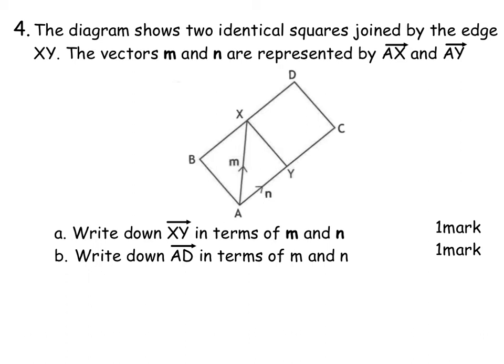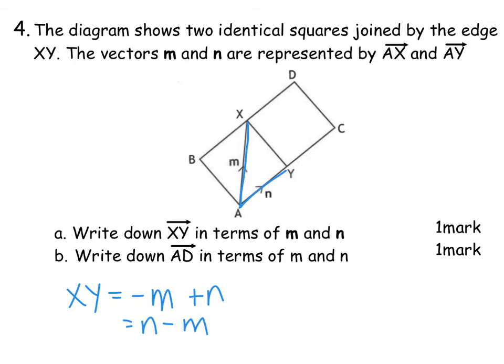Okay, so on this one we have a vector pathway question. We're told that these are identical squares and we're told what the vectors m and n are. So they're the ones we've got to follow when we're doing our journey. So we're trying to go from x to y. So x to y is simply down here, which is the opposite direction of m. So x to y is negative m, and then we'd travel along n, so it would be that. Remember, you could write that as n minus m if you want. Either of them would be okay.